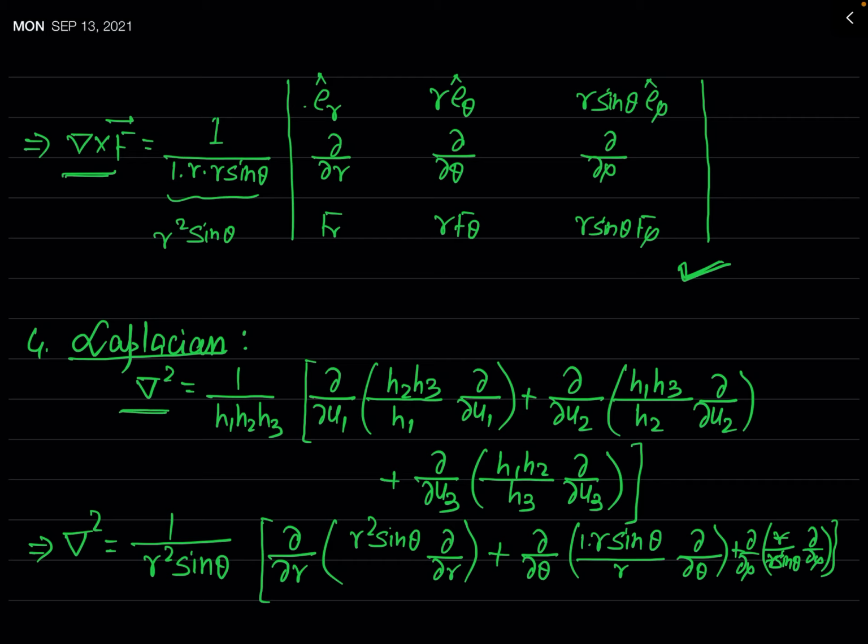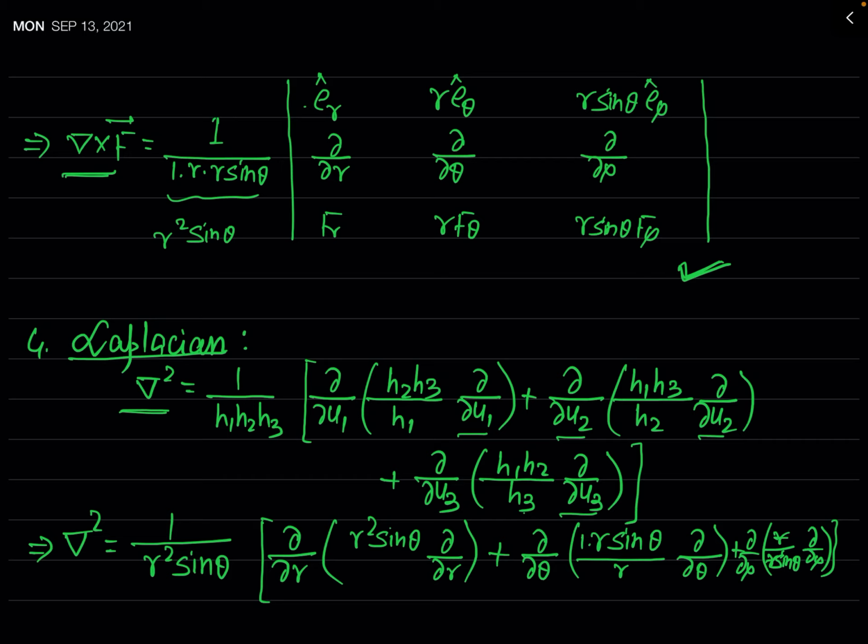system. You can see the expression. Actually, you have seen this formula in the previous lectures, but for convenience, I have repeated it here. In fact, this del square in orthogonal curvilinear coordinate system is 1 over h1 h2 h3 times del u1 of h2 h3 by h1 del u1, plus del u2 of h1 h3 by h2 del u2, and plus del u3 of h1 h2 by h3 del u3.